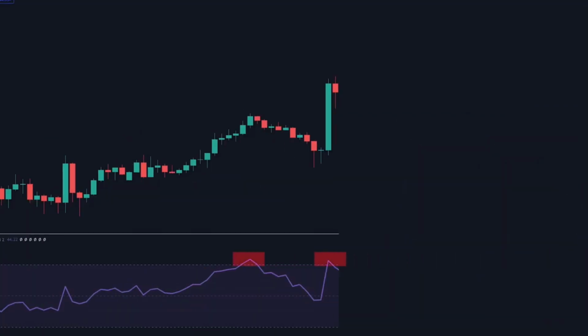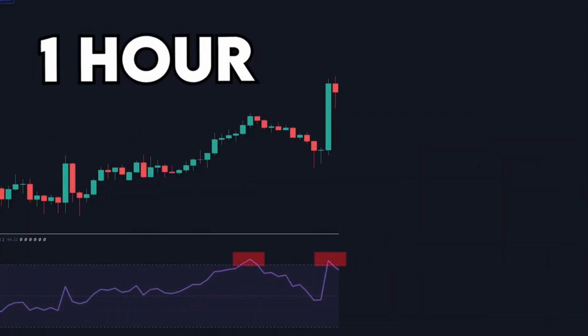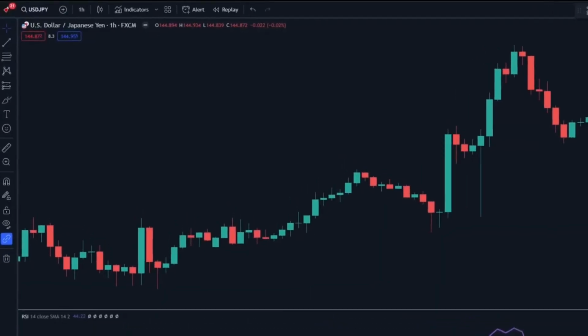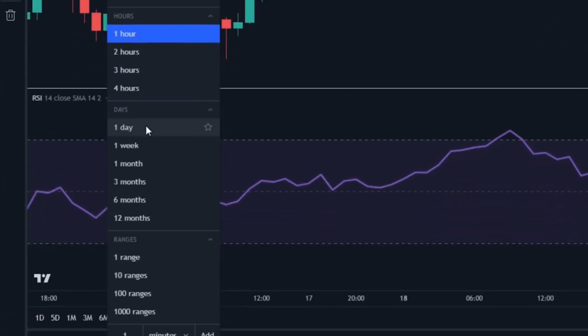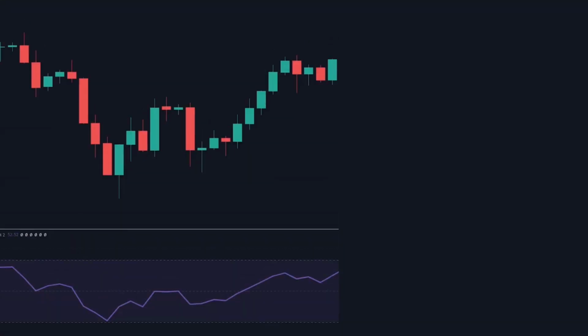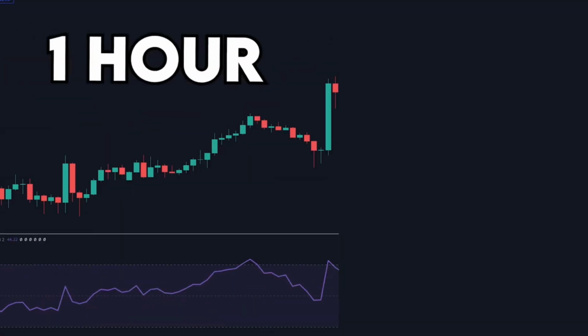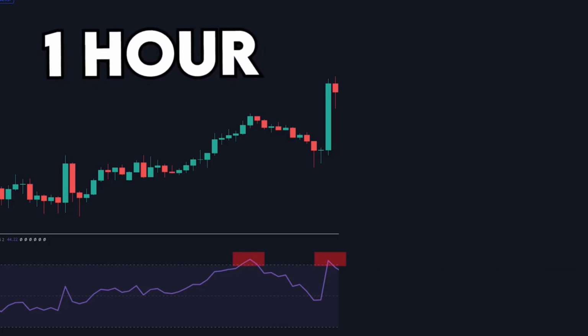The next step I like to do is confirm these signals with multiple time frames. For example, here this chart on the hourly time frame gave us 2 signals. So we're also going to check the RSI on the daily time frame and see what the signals are on that. As you can see here, we have 0 signals. So we wouldn't enter any of these trades because we don't have any confirmation on the higher time frame.